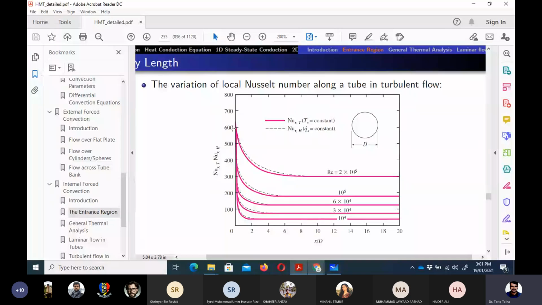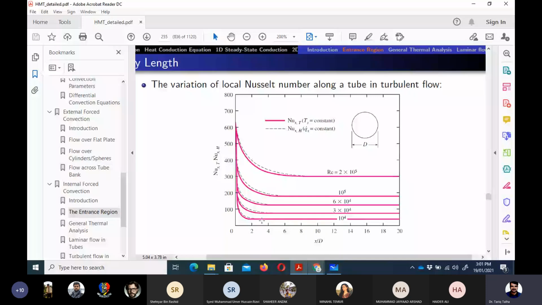diameter. So at the start of the pipe, you can easily see that for all the cases, the Nusselt number is a very high value, and then it keeps on decreasing, and then after some distance, this curve becomes independent of x. It means that the Nusselt number is a constant value.